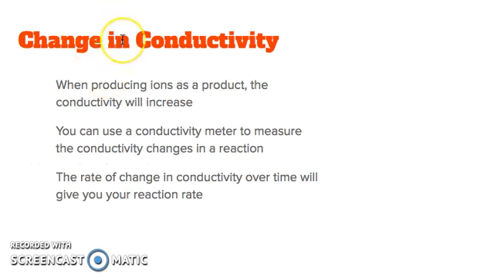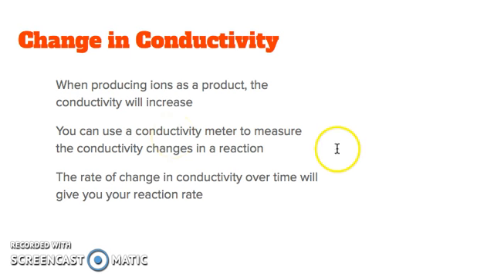Another way to measure the rate of reaction is the change in conductivity. So this is only for reactions that produce an ion, because ions increase conductivity. You will learn about this in chapter 4. And you can use a conductivity meter to measure the conductivity changes in a reaction.